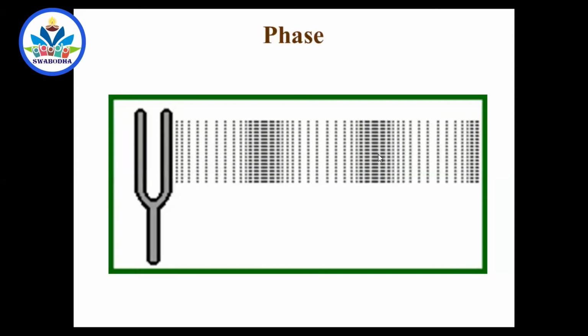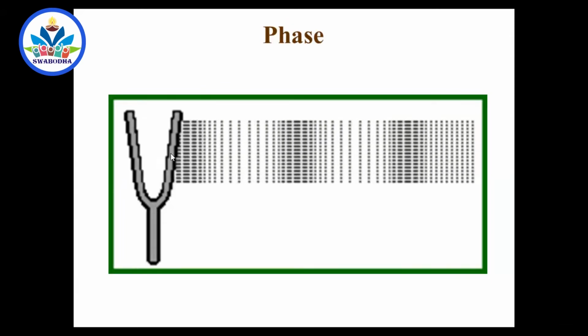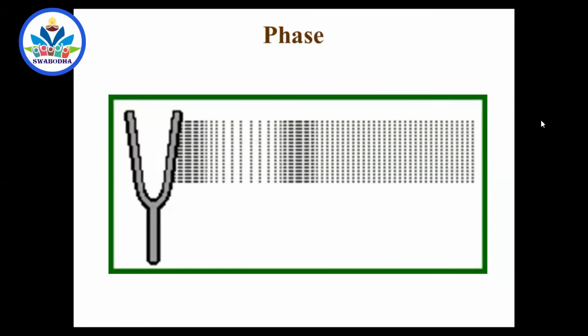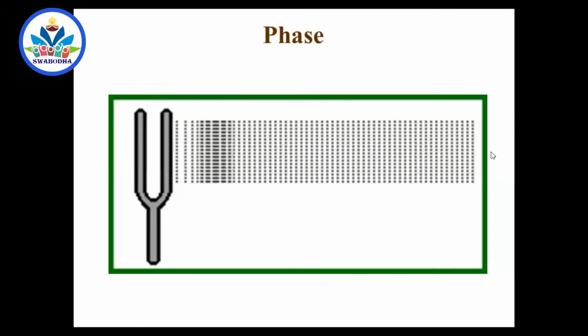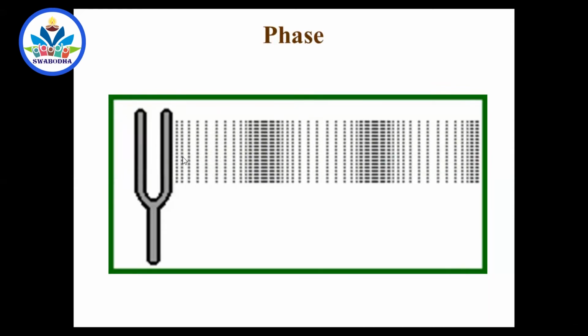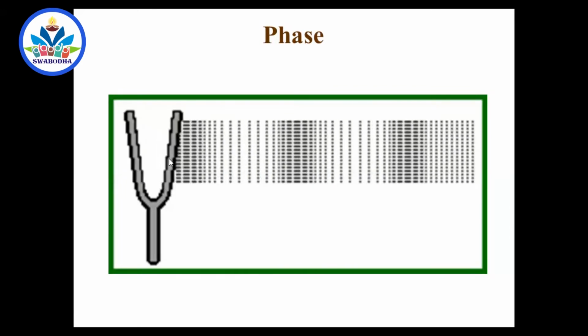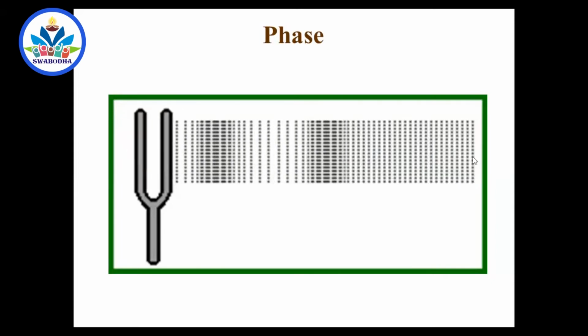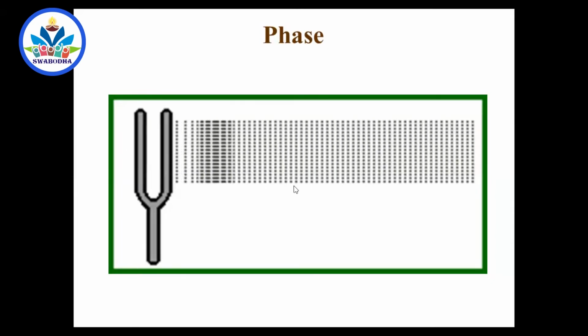What do you mean by phase? Suppose you look at a tuning fork vibrating like this. As soon as it vibrates, the air molecules here will not be vibrating. You see, they are still here. When the fork starts vibrating, the nearest air molecules will be disturbed. As they are disturbed, they will move forward and backward, and they keep on propagating the disturbance to the other molecules also. So that's why we get compression and rarefaction.